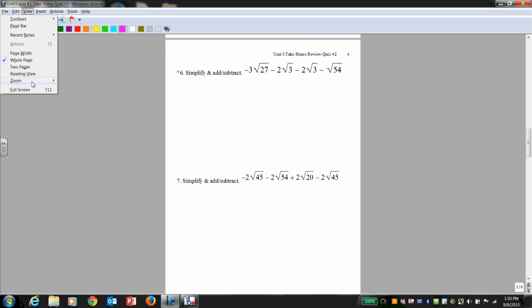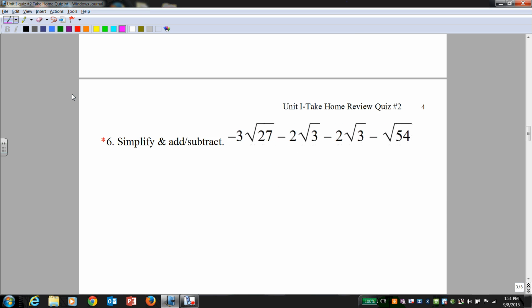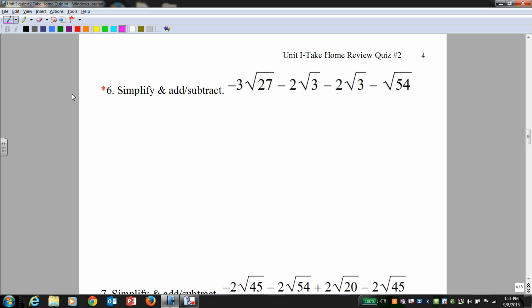Number 6 says simplify, then add and subtract. So the first thing you want to do is everything under the radical sign, we're going to see if we can simplify. That means you break it down beyond prime numbers. So here, that's going to be 3 and 9, 3 and 3. 3 can't be broken down anymore, so we just leave it. Neither can that. But this over here can be broken down. We have 9 and 6, 3 and 3, 2 and 3.